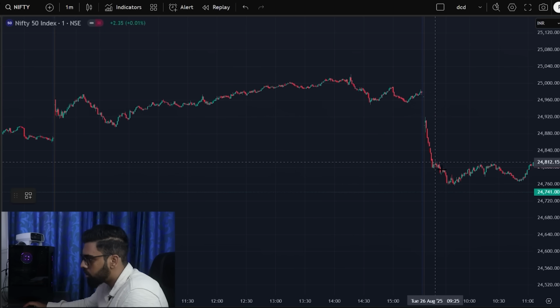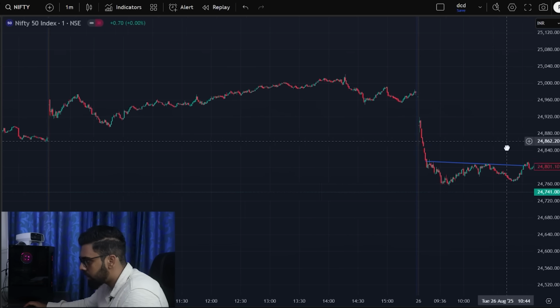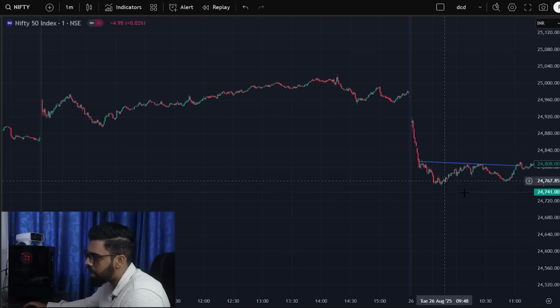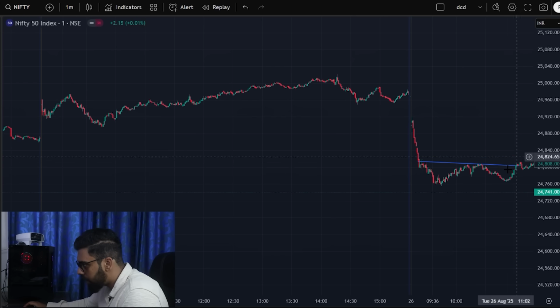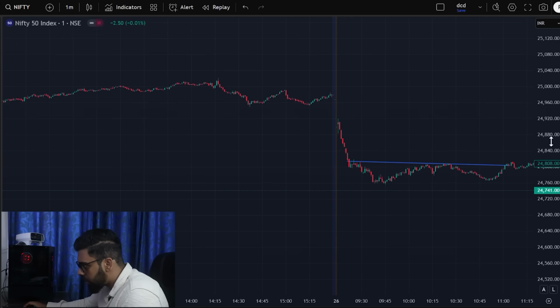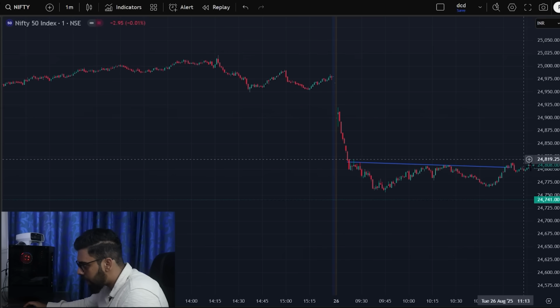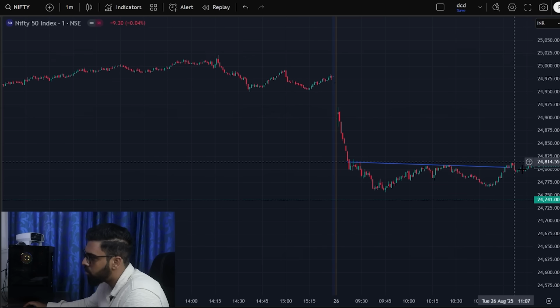So let's join the neckline. This here is the neckline. As we discussed, the W pattern has two bottoms, an intervening peak and a neckline. Then the breakout. There is a clear breakout over here, we can see, and there also is a confirmation candle. We'll be looking to enter above the confirmation candle, guys. So we'll be looking to enter at around 24,810 levels.